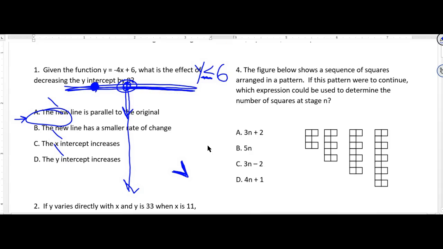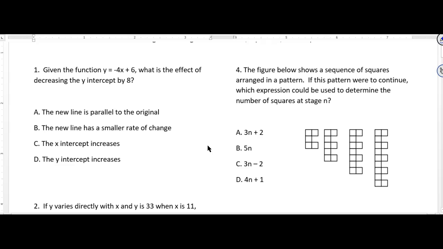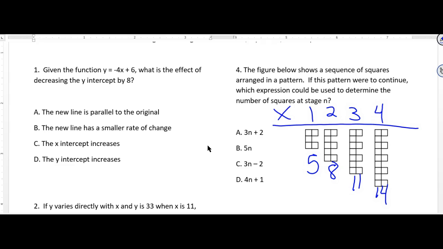Number 4. The figure below shows a sequence of squares arranged in a pattern. If this pattern were to continue, which expression could be used to determine the number of squares at stage n? When they give you a pattern like this, they're giving you a table. It doesn't look like one. Figure 1 has 5 squares. Figure 2 has 8 squares. Figure 3 has 11 squares. Figure 4 has 14 squares. That's like my table, x and y. All I need to do now is figure out which equation gives us that table.